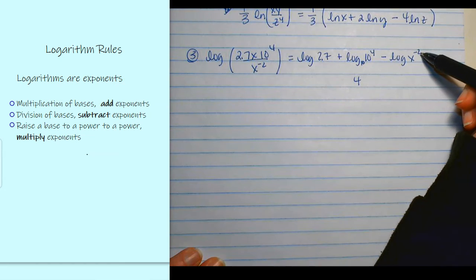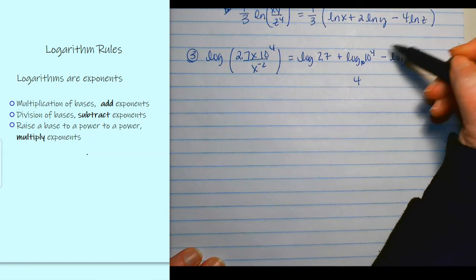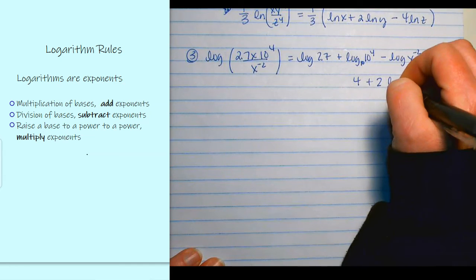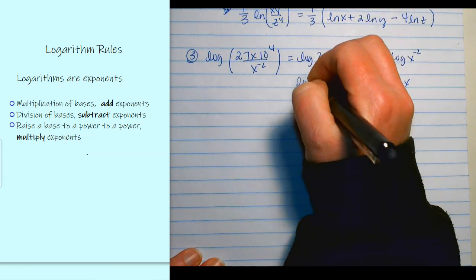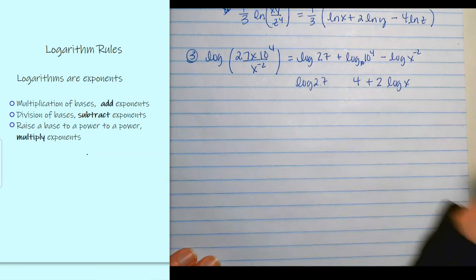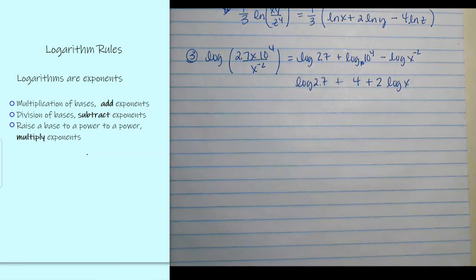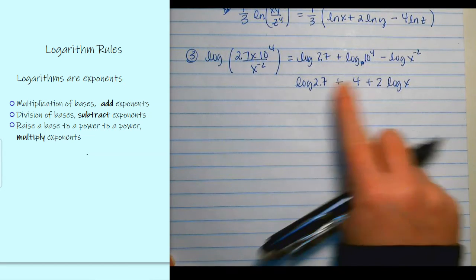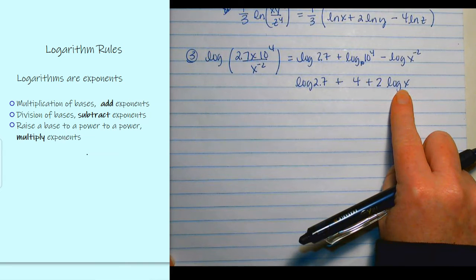This last term, when we move -2 to the front, we end up with a positive 2 log of x. So our final answer, completely simplified, is log of 2.7 plus 4 plus 2 log of x. If you're given access to a calculator, this is actually a number. You can plug this in the calculator. This, I don't know unless someone tells me what x is.